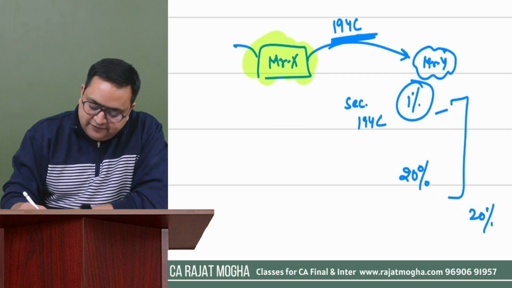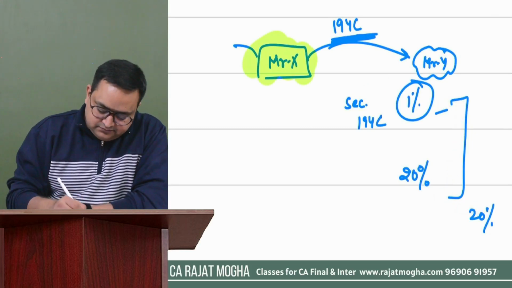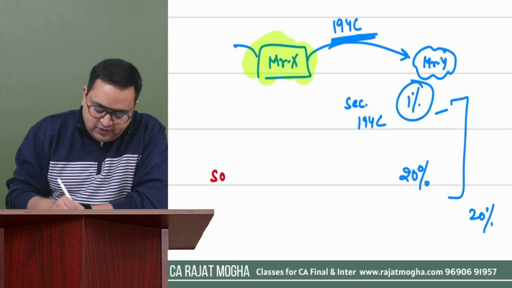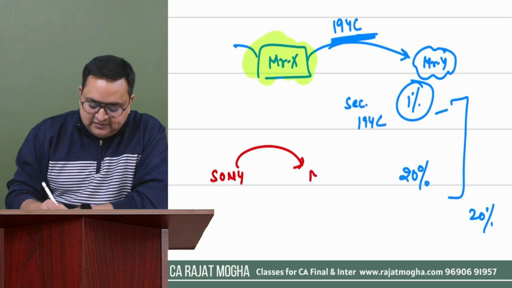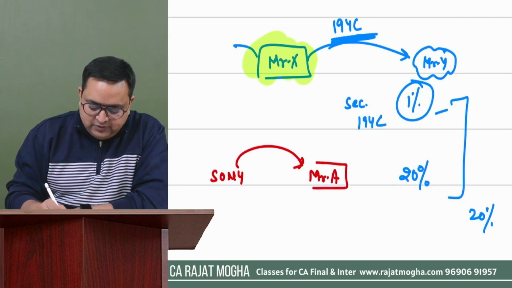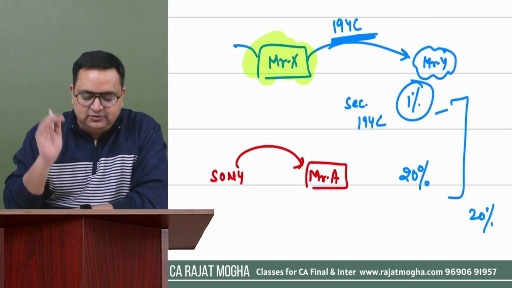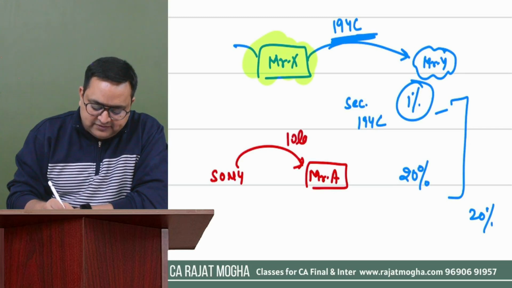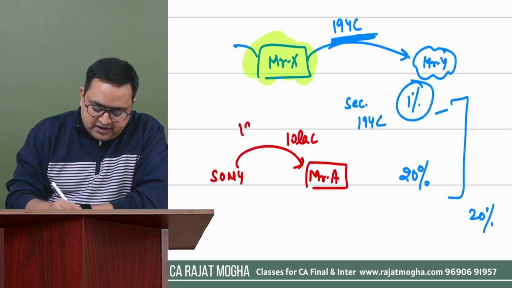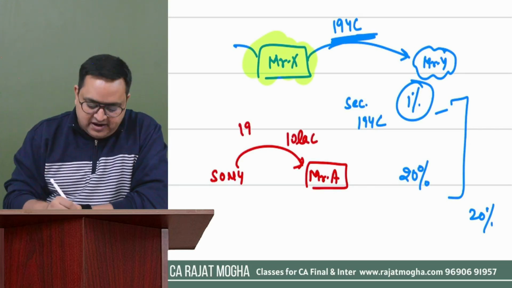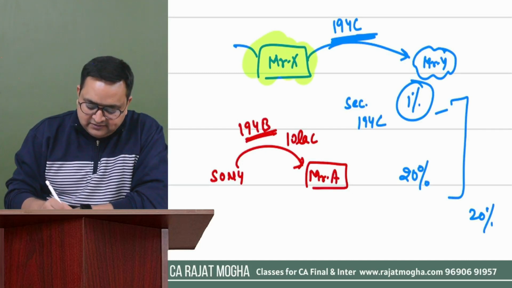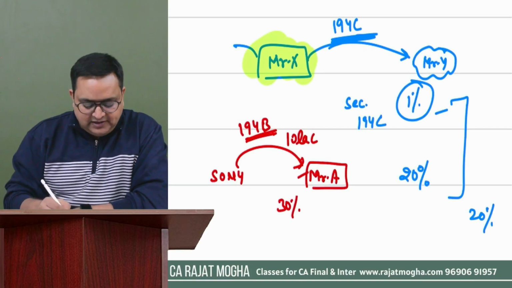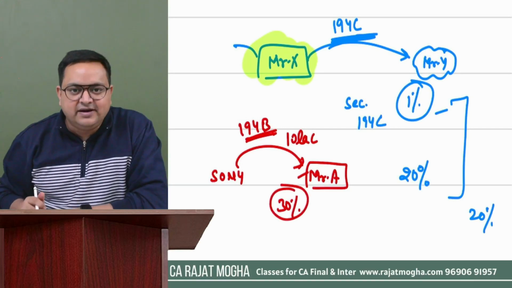Let's say this is Sony Entertainment Television, and there is Mr. A. He went to that game show and he wins an amount, let's say 10 lakh rupees. Sony Entertainment Television will be deducting TDS under section 194B. How much would be the TDS? 30%. Mr. A will furnish his PAN number. Then also we know the rate of TDS is 30%.